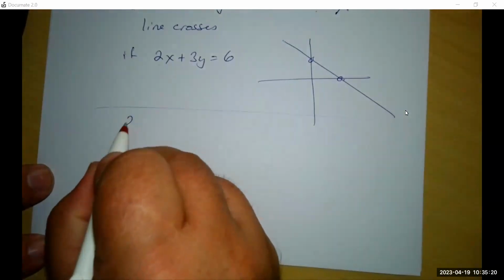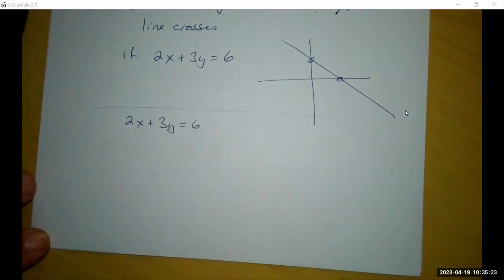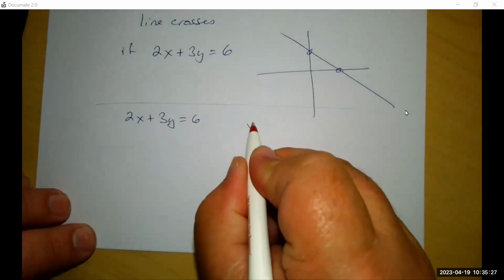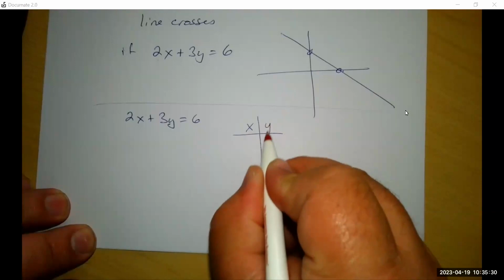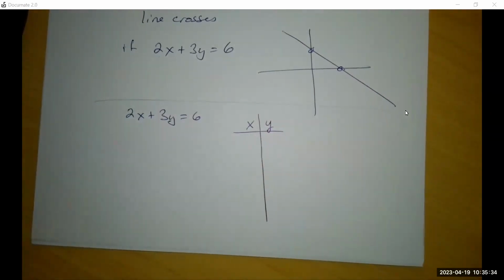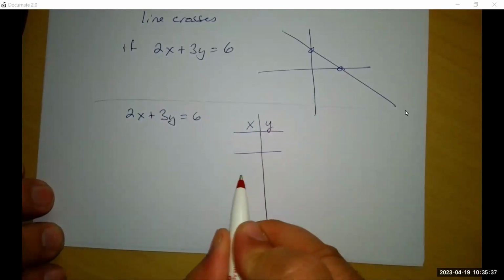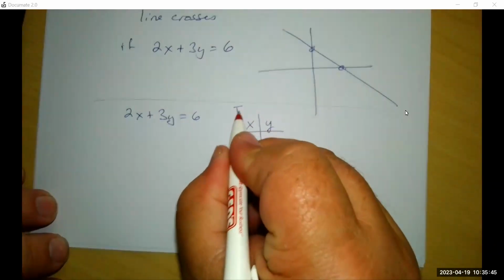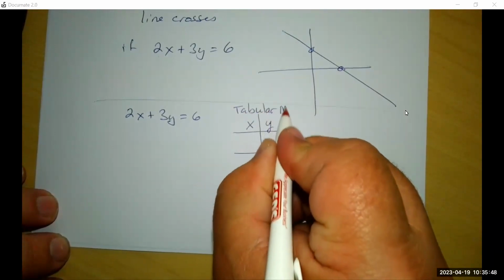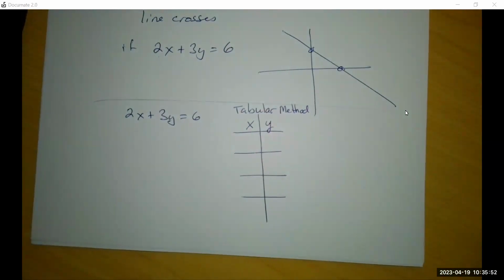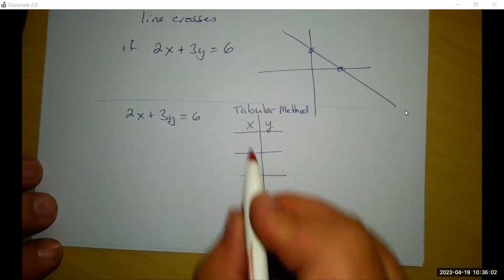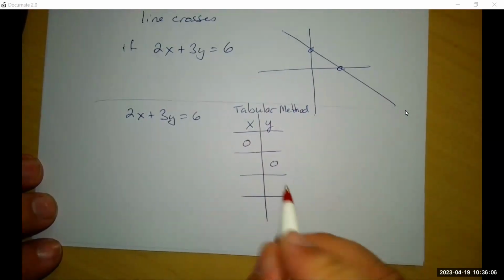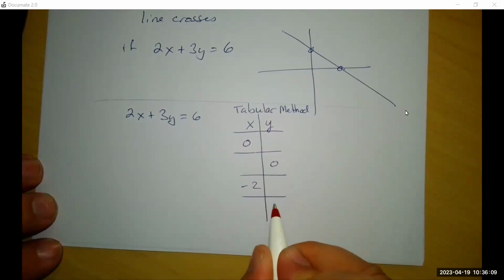So let's look at this example again. 2x plus 3y equals 6. If you're ever faced with an equation that you don't know where to put the dots, and you don't want to use the intercept method, you can create a table. This is the table, the tabular method. When you use the table method, pick some values for the x and y and plug them in there. So if x is 0, if y is 0, if x is negative 2 and y is 3.